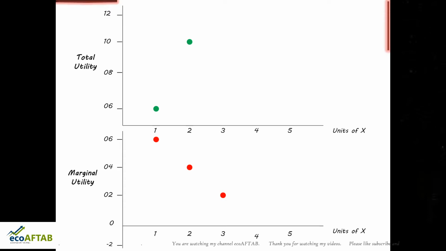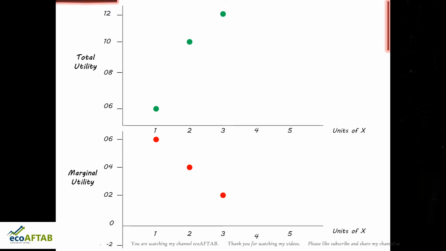And from 3 units of gulab jamun, the total utility she gets is 12 units. So please focus on my words. When I am referring to marginal utility, I am speaking in terms of first, second, third. When I am speaking about total utility, I am speaking in terms of 1, 2, 3. So there is a difference.